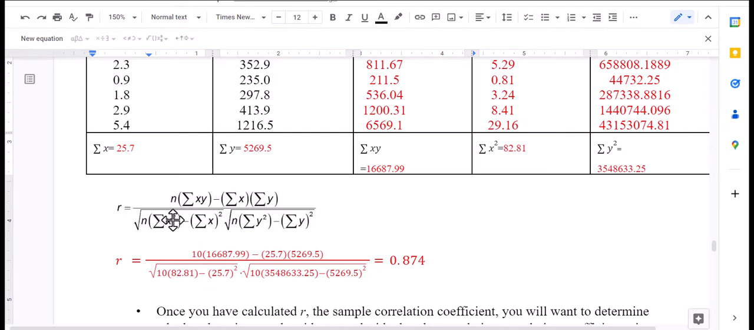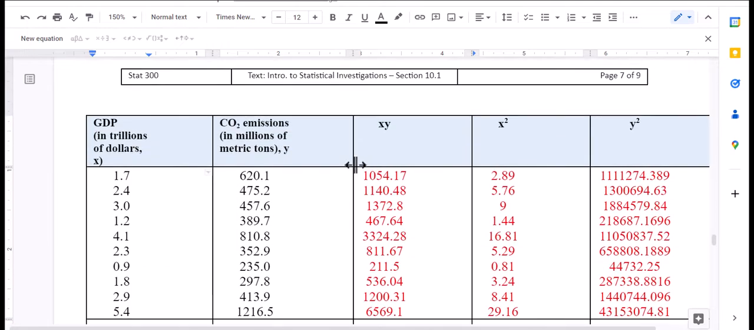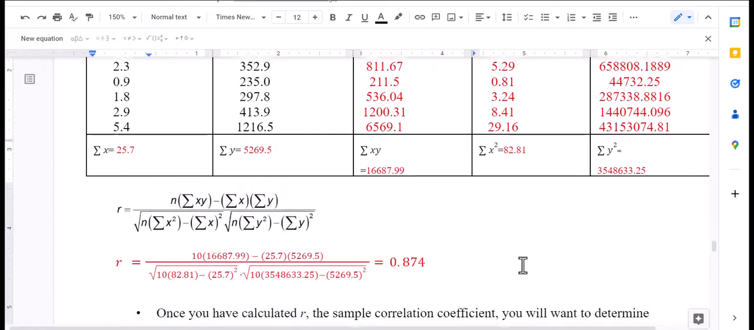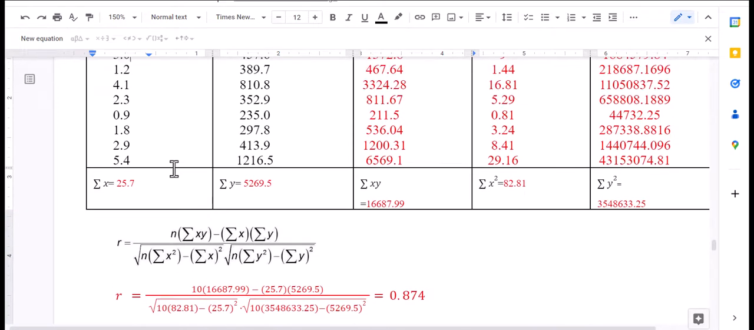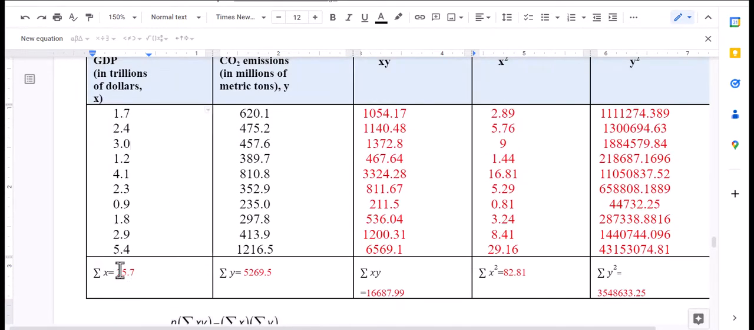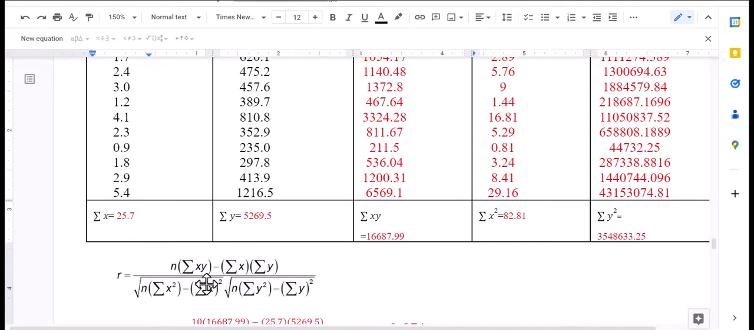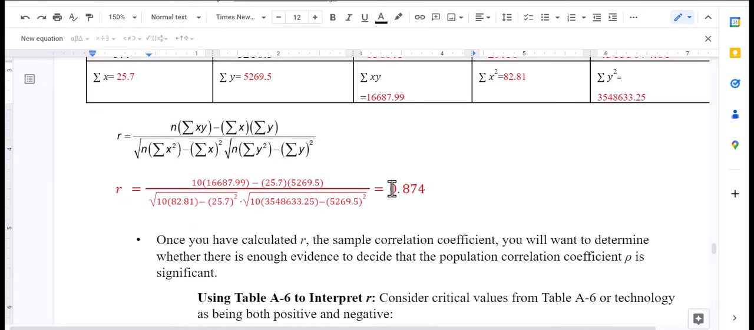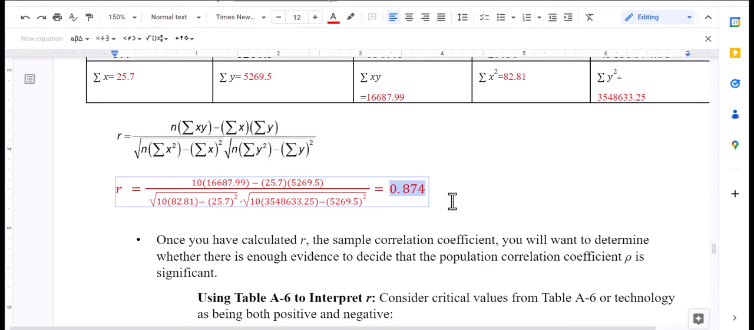Right here, I'm squaring the X's first and then adding them all up. So that will be this one, squaring all the X's and then adding them all up. This one is take all the X's, add them all up, so 25.7, and then square that number. So that's what you see here, the 25.7, and then square. And then the same thing with the Y's. And the sum of the Y squares minus the sum of the Y's, and then square. And so we get R is 0.874.